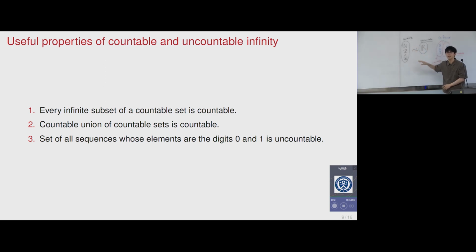It's kind of intuitive, right? You're not getting bigger sets out of it. You're not going to get an uncountable set out of a subset of a countable set. So that's how it works. The second property is actually very important because it's used a lot, and you might use it sometimes: a countable union of countable sets is countable. So what does this mean?